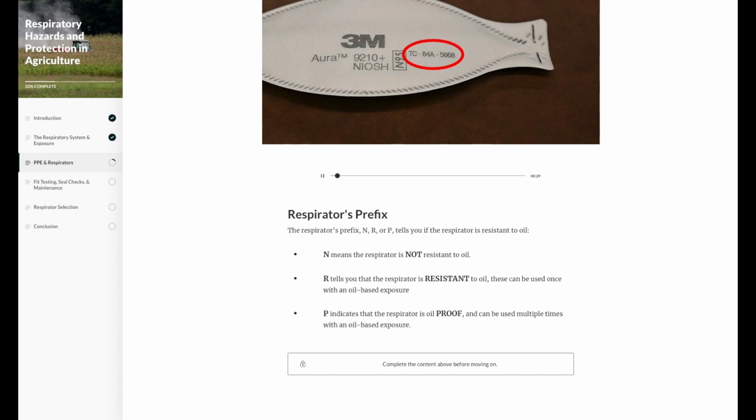The respirator's prefix, N, R, or P, tells you if the respirator is resistant to oil. N means the respirator is not resistant to oil. R tells you that the respirator is resistant to oil. These can be used once with an oil-based exposure. P indicates that the respirator is oil-proof and can be used multiple times with an oil-based exposure.